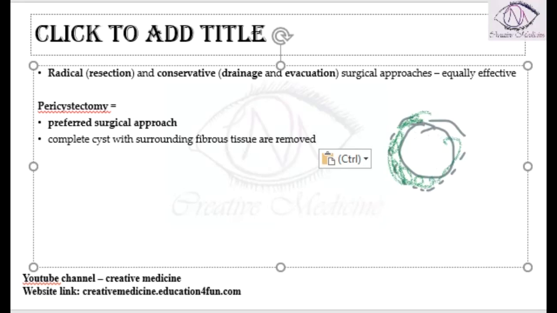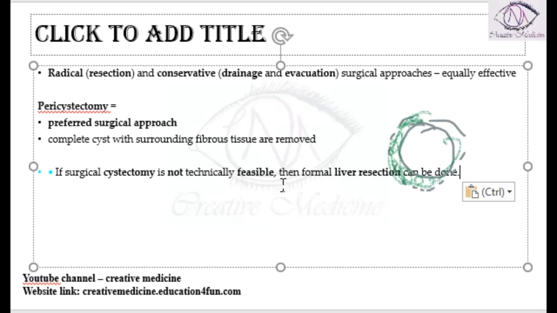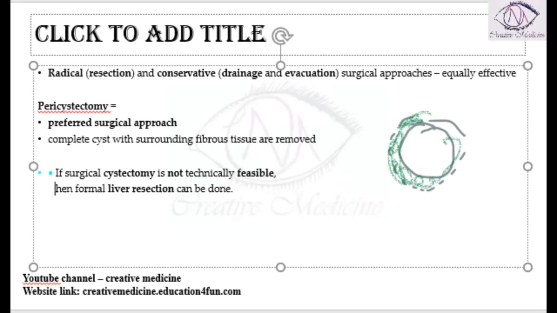If pericystectomy is not possible due to any reason, then what do we do? If pericystectomy is not technically feasible, then a liver resection can be done in such cases.